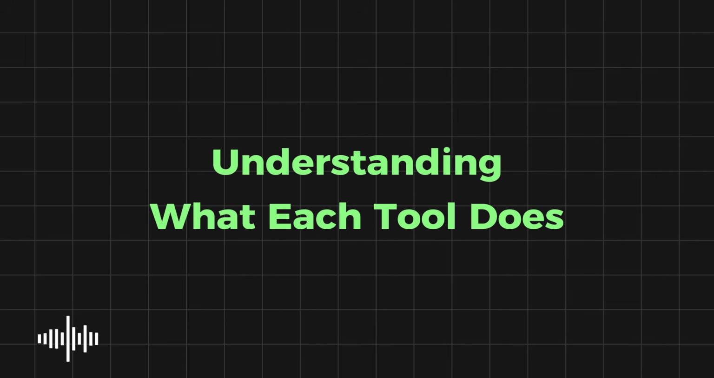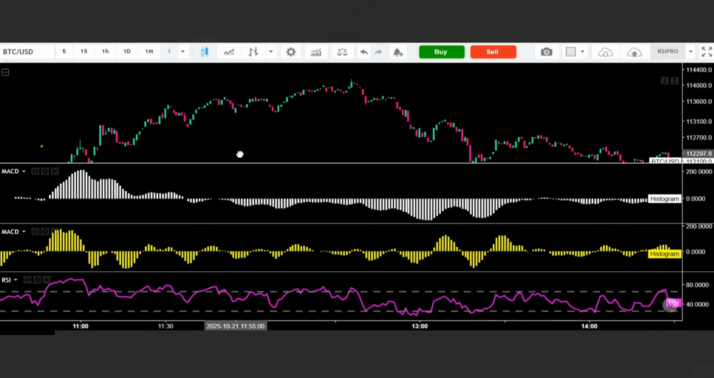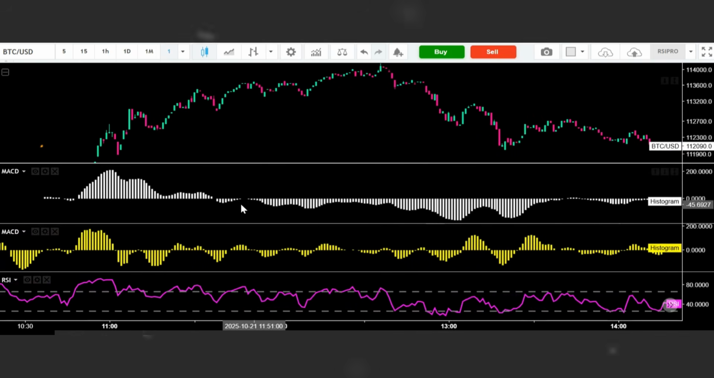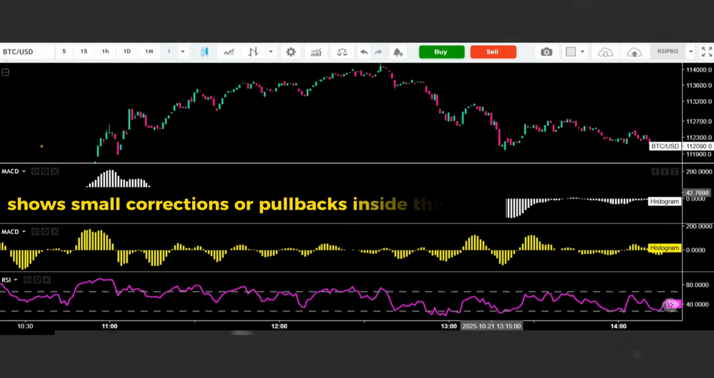Understanding what each tool does. Alright, before we use the indicators, let's quickly understand why we use them and what each one shows. The slow MACD, the white one, shows the main trend direction. If its histogram is above 0, the trend is going up. If it's below 0, the trend is going down. The fast MACD, the yellow one, shows the small corrections or pullbacks inside the trend.